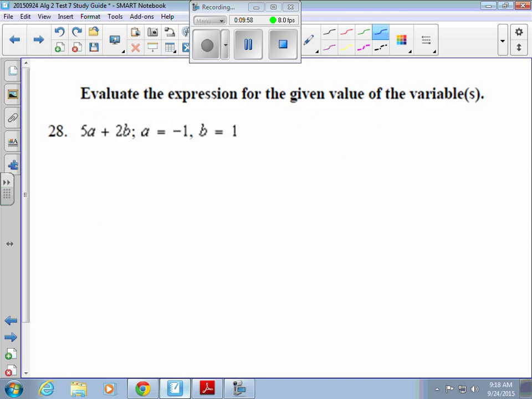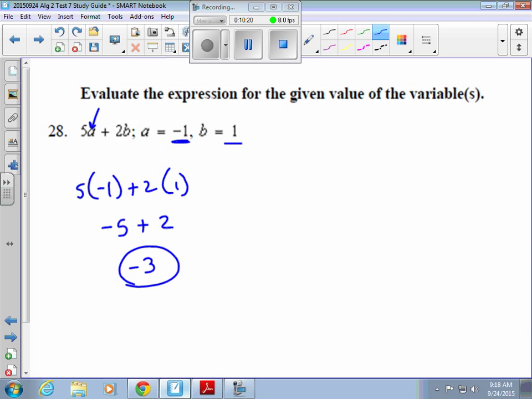Evaluate the expression for the given value of the variable. 5a plus 2b, when a is negative 1, b is 1. a's value is negative 1. So 5 times negative 1 plus 2 times b's value, which is 1. 5 times negative 1 is negative 5. 2 times 1 is plus 2. Negative 5 plus 2 is negative 3.